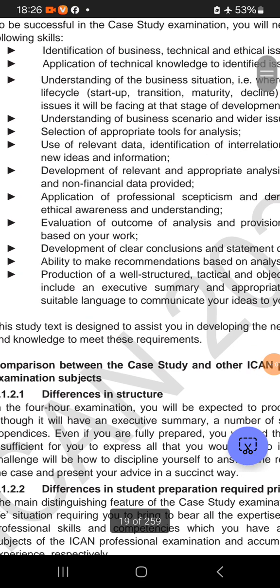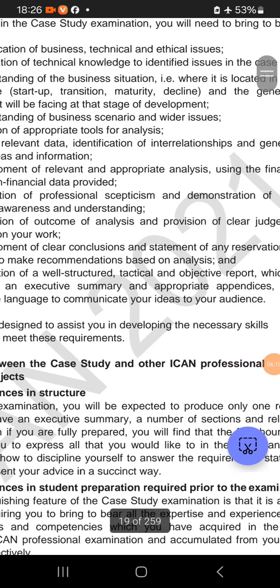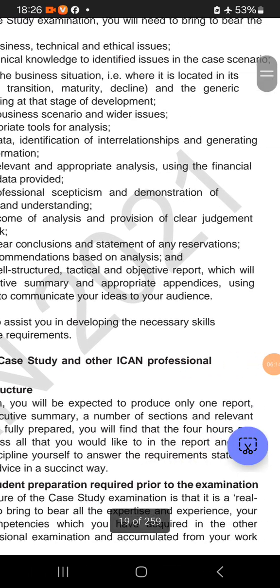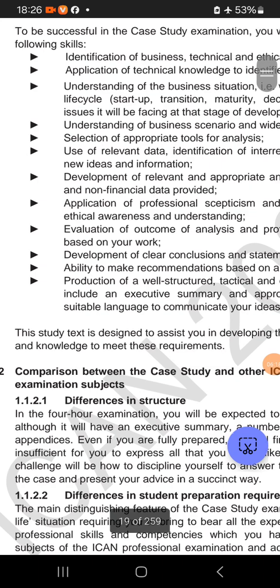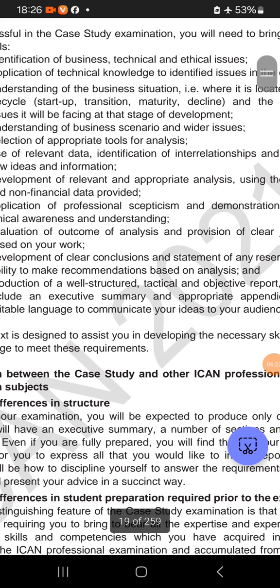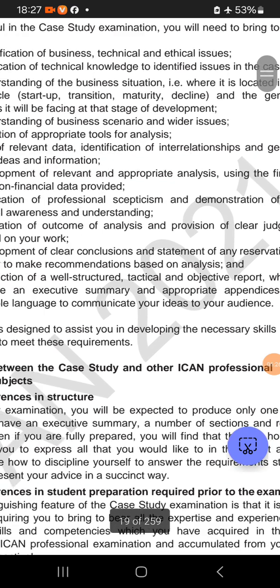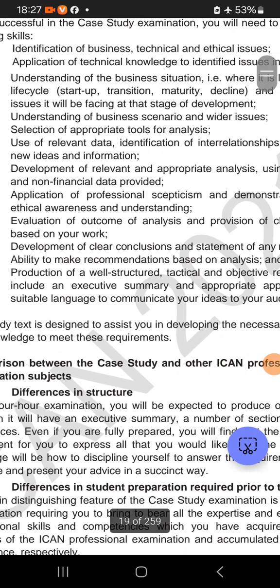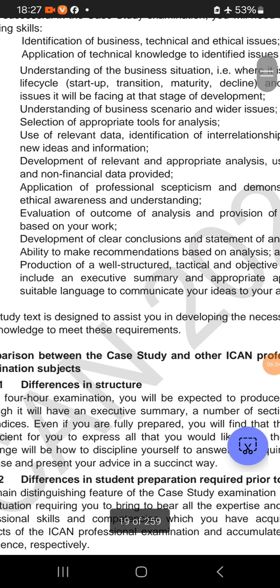The third one is understanding of the business situation, that is, where it is located in its life cycle. In bracket, it says startup, transition, maturity, decline, and the generic issues it will be facing at that stage of development. This is straightforward.